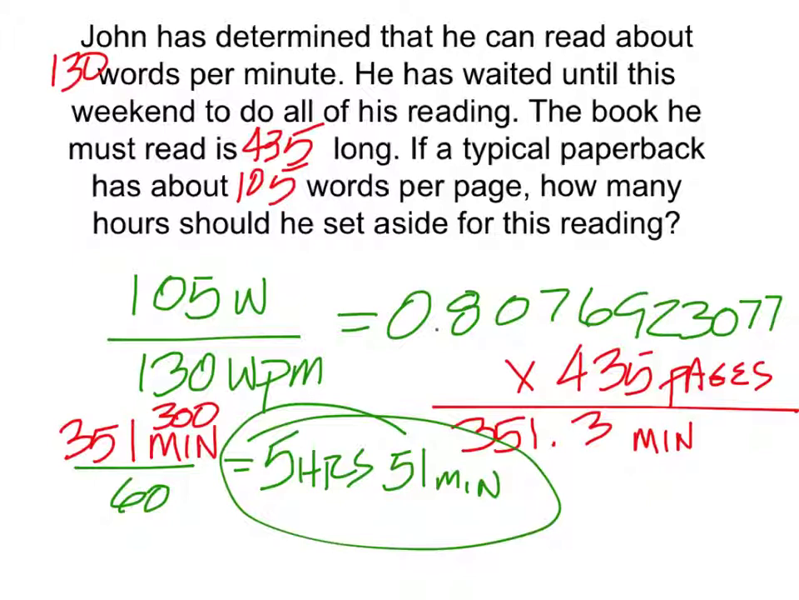Yes? What did we do after we got 5 times 60 equals 300, then what did we do? What we did is we found the difference between 351 and 300, so you subtract them, and we come up with 51. Are there any other questions about this problem?